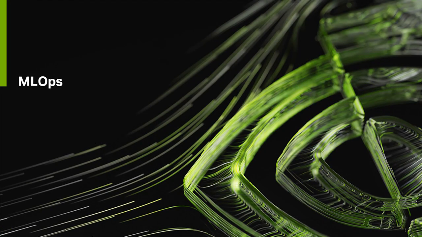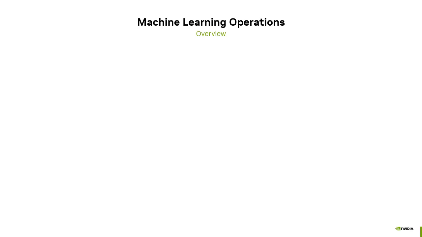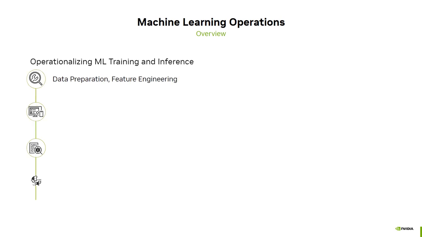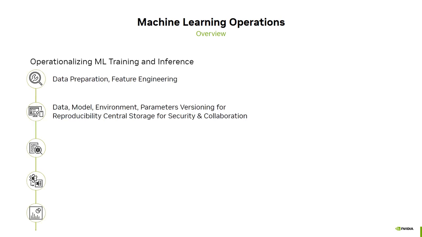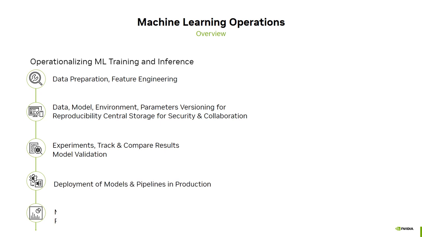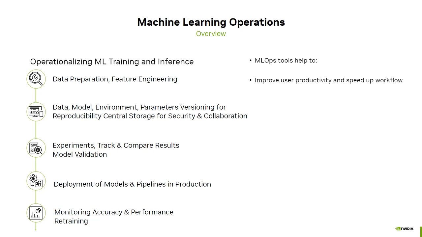In this section, we'll discuss machine learning operations, or MLOps. MLOps tools are often used with Kubernetes to bring an organized, methodical discipline to AI project operation and deployment, helping to ensure the AI infrastructure is well utilized. This includes data preparation, versioning of data, models, and other parameters, monitoring experiments and results, deploying models for inferencing, and monitoring model performance. The MLOps tools also help to improve user productivity and speed up workflows, maximize utilization of resources, and allow projects to scale.